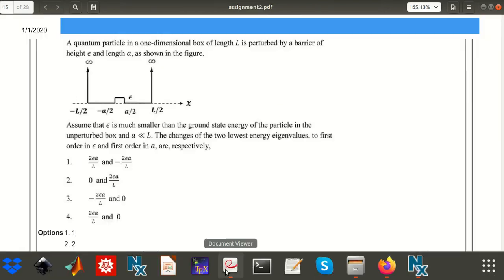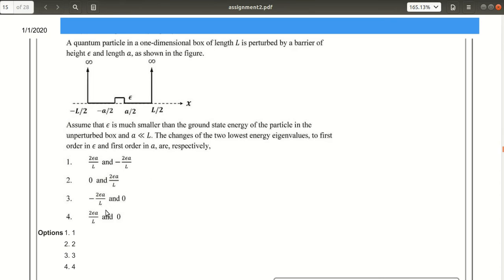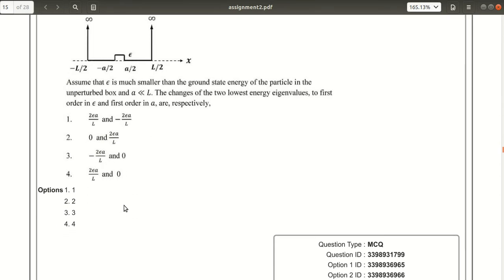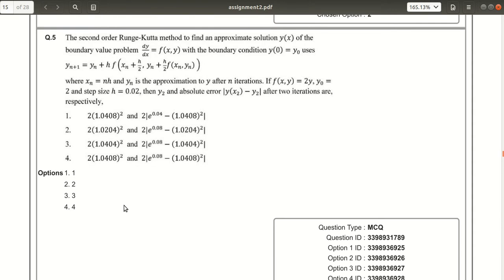So first 2 epsilon a by L and then 0, so this is option 4. So option 4 will be correct. Next question.